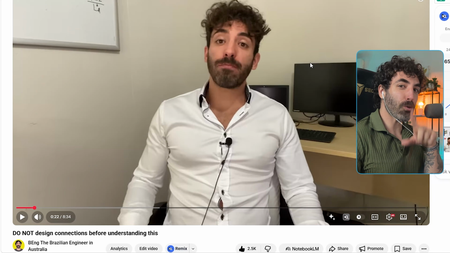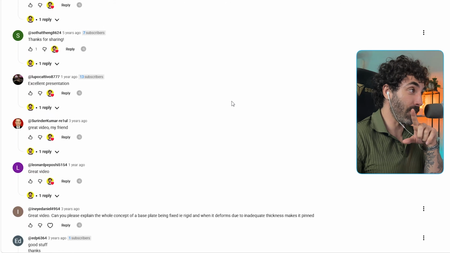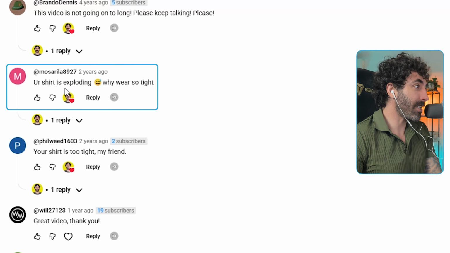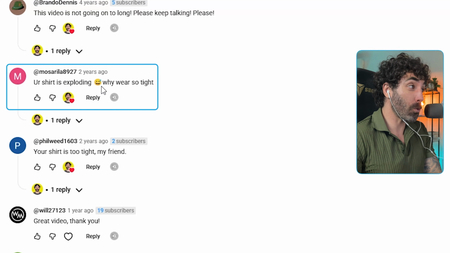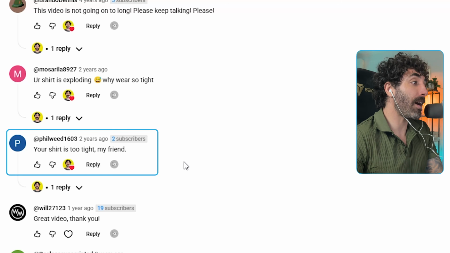Okay, before we talk about steel connection, we need to talk about this shirt. Look at the buttons. That's the ultimate failure. I can see your belly, mate. Pretty sure if I scroll down the comments, someone will have mentioned the shirt. Mozzarella 8927: Your shirt is exploding. Why wear so tight? Really good question. Phil says, your shirt is too tight, my friend. Anyway, enough about the shirt.